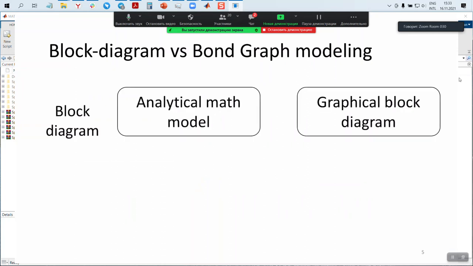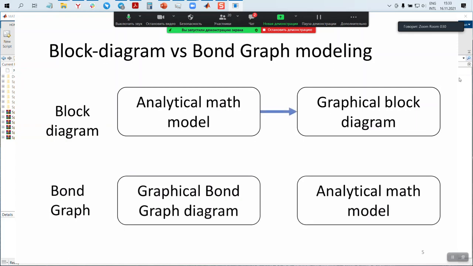All right, so let's have a small recap of the third and fourth lectures about the difference between block diagram and bond graph modeling. If you remember, with a block diagram you derive an equation of motion and then come up with a graphical representation. But bond graph is completely different. There are rules for creating a graphical bond graph diagram just from inspection of your real system, and then you can derive an analytical math model if you need it. But if you do simulation, you can just skip it because the software is able to do this automatically without your help.